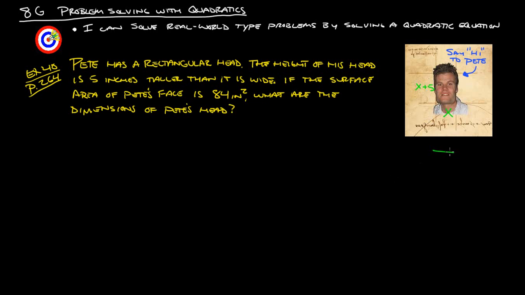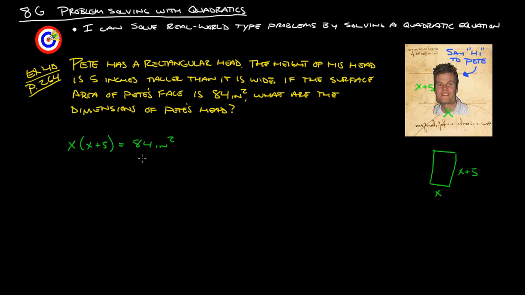So if we bring that down here, oops. Try to redraw Pete's head. That is terrible, but you get the idea. That's x, and that's x plus 5. So the surface area is 84 inches squared, so then we know that x times x plus 5 has got to equal 84 inches squared, right?